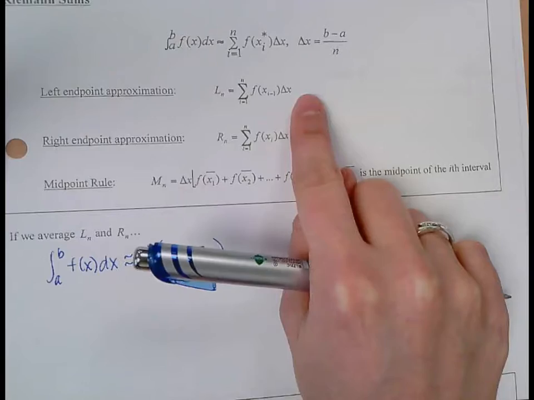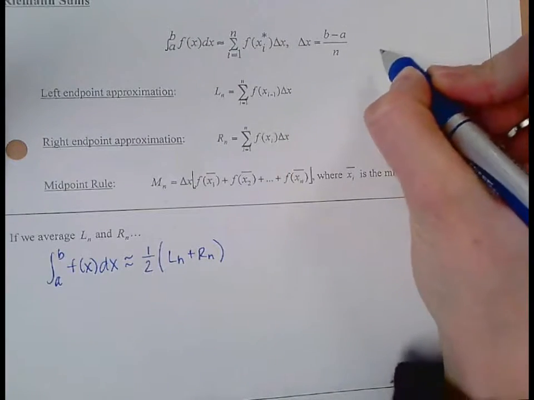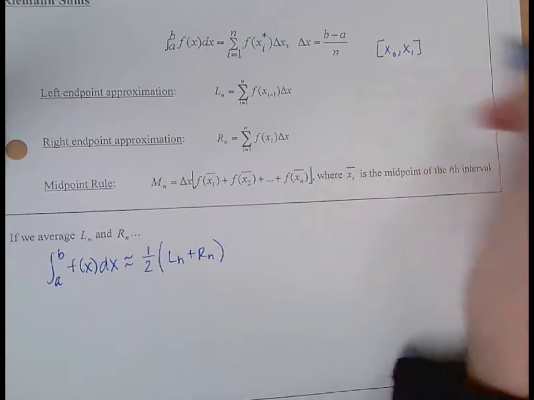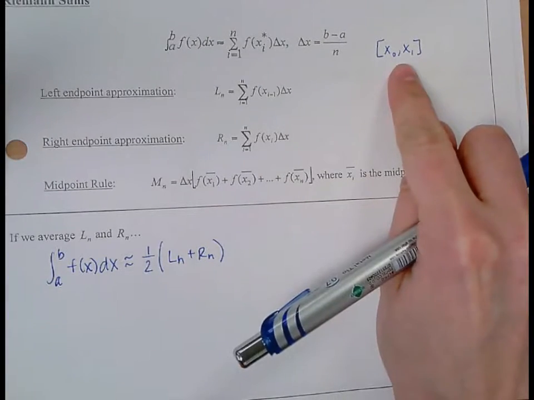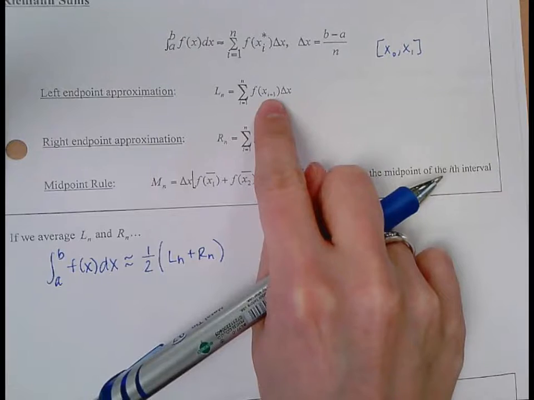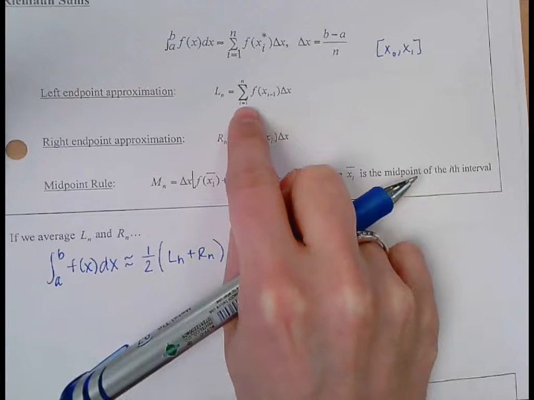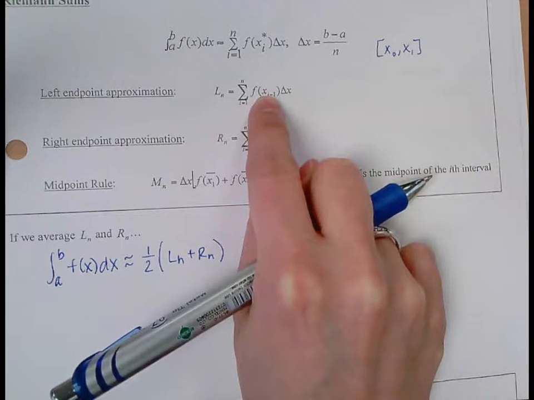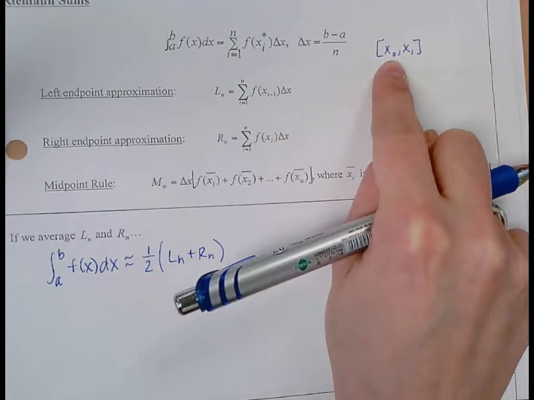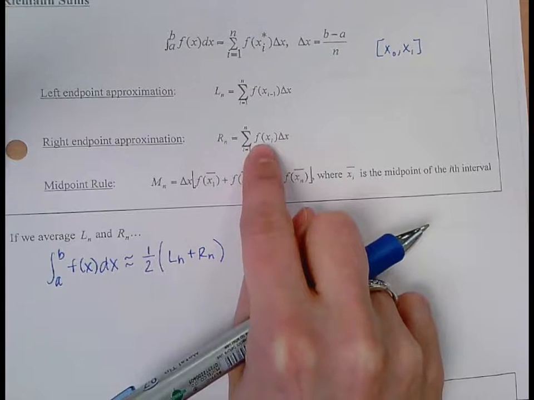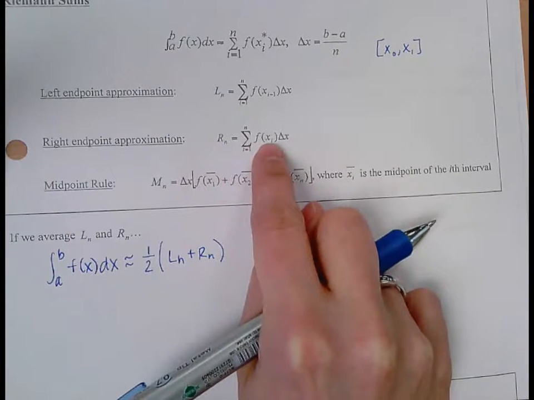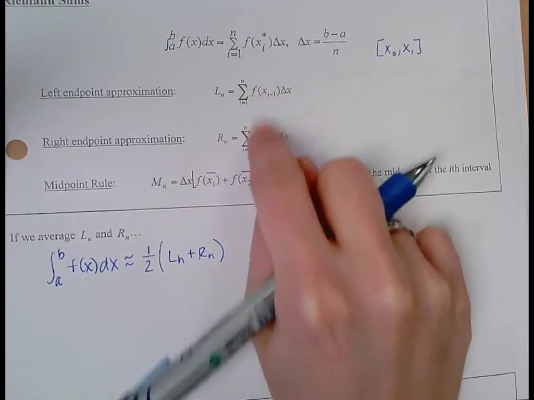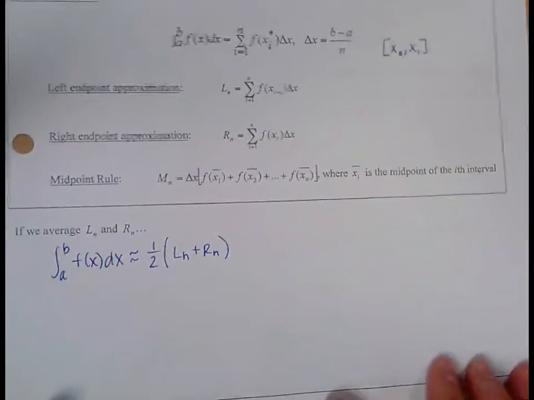I'll just quickly talk about this here. So say your first interval is from x sub 0 to x sub 1. Once you find your delta x, this is your first interval. The left endpoint, all this says, if you plug in 1 for i, this means you're starting with f of x sub 0. You're starting with the left endpoint. Whereas for the right endpoint, if you substitute 1 in for i, you're starting with f of x sub 1. So that's really the only difference why they're written differently.